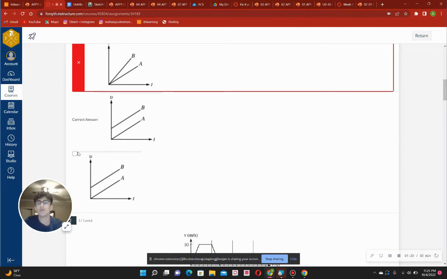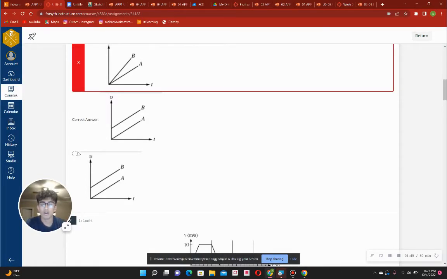This is because both objects are going to be in free fall, meaning that the only force being acted on them is gravity. And the objects are going to be accelerating. And because both objects are in free fall, they are both experiencing only gravity, and their acceleration will be the same. It will be the value of gravity, which is negative 9.8.